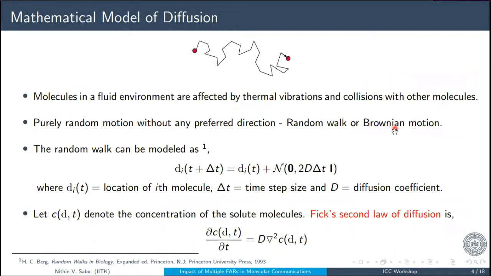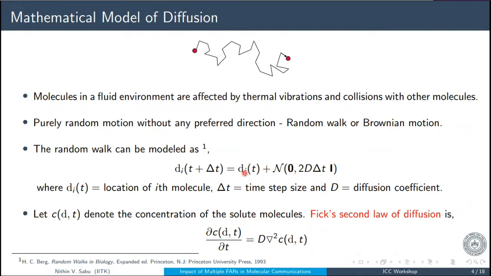Now, mathematical modeling of diffusion. The molecules in a fluid environment are affected by thermal vibrations and collisions with other molecules. So the resultant motion is purely random without any preferred direction. Such type of motion can be mathematically modeled using random walk or Brownian motion. The random walk can be modeled as shown here.